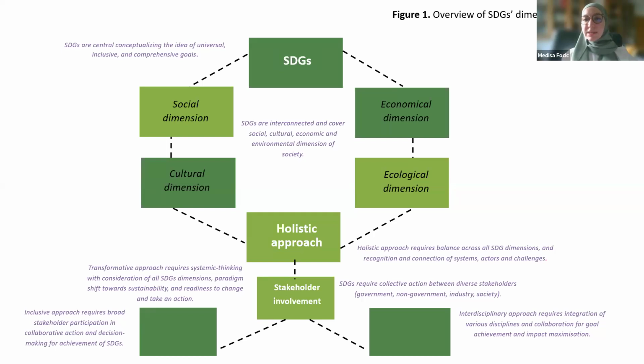A holistic approach implies stakeholder involvement. And in order for stakeholder involvement to be successful, we need to take inclusive and transformative approaches that focus on inclusion of everyone without discrimination. And the transformative approach involves systemic thinking, readiness to shift our mindsets and take action to achieve Sustainable Development Goals.